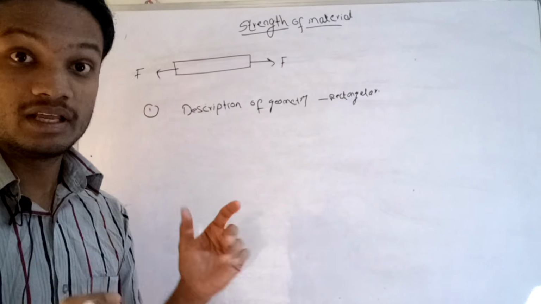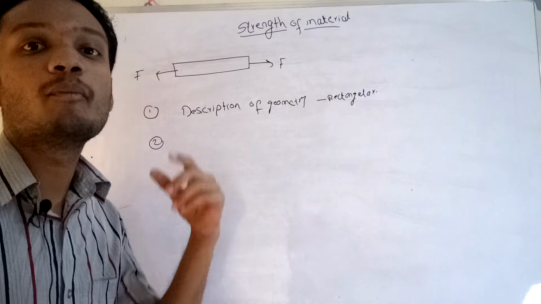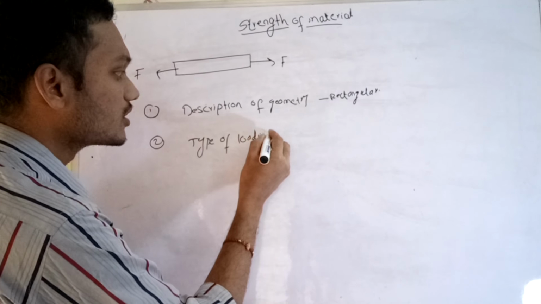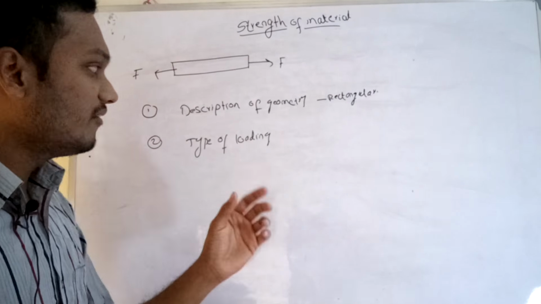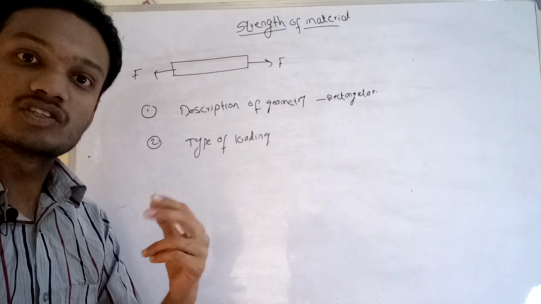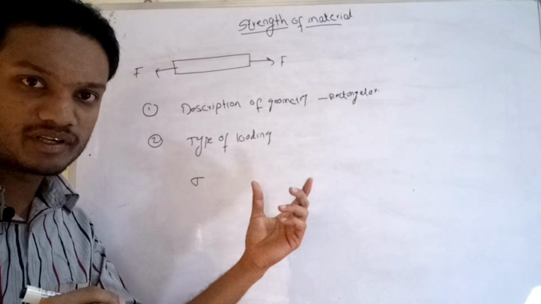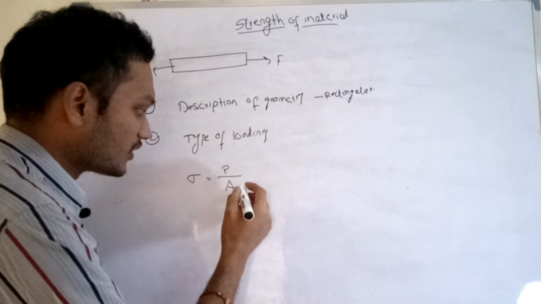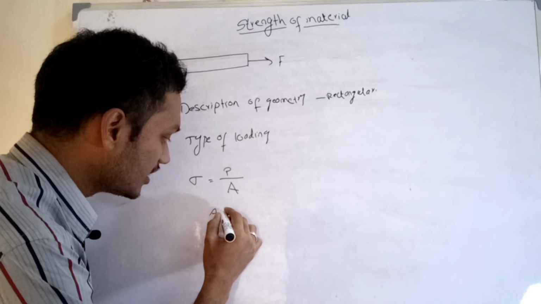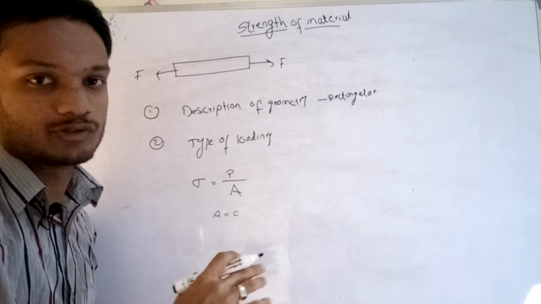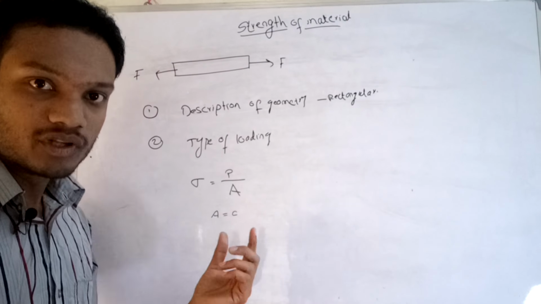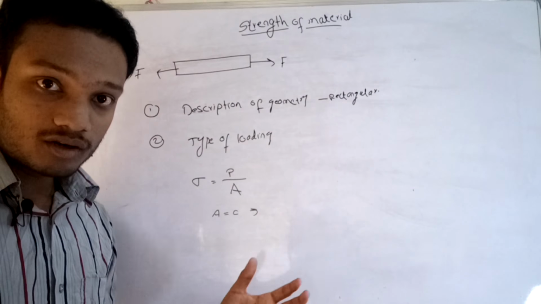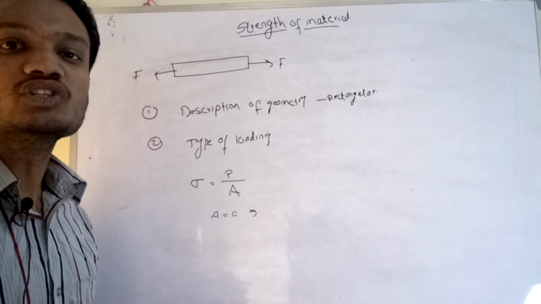Next important thing is the type of loading you are applying on the object. These two things are the primary things we have to know, and with the help of the type of loading and geometry you can calculate the stress and strain. Stress is nothing but the load per unit area. Here I am assuming that the area is constant throughout the loading operation, but actually it is not. If you assume the area is constant, the stress strain curve you get based upon this assumption is nothing but the engineering stress strain curve.